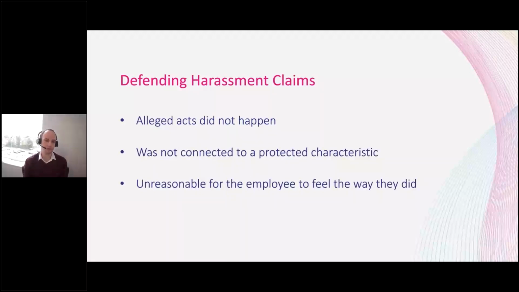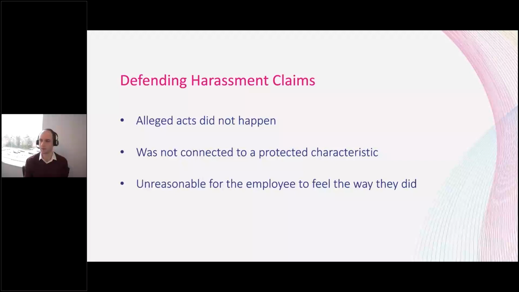It is possible to defend harassment claims in theory. It is not easy to do, because once it's been established that the conduct happened, that it was linked to the protected characteristic, and that the individual felt that way, the claim is there and it does exist. There's no defence beyond that. You can't objectively justify acts of harassment.